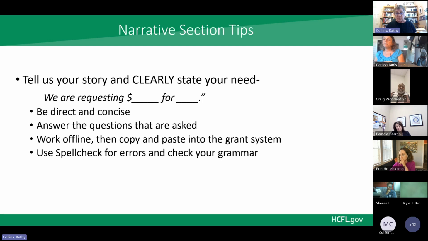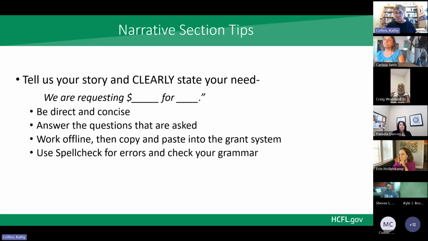Before I came to work with the county, I was a grant recipient. So I am telling you from experience, work offline. Use Word because you can see the character counts and the word counts. You also will get in Word, it will tell you if your grammar is wrong, and spell check can catch any kind of spelling errors.